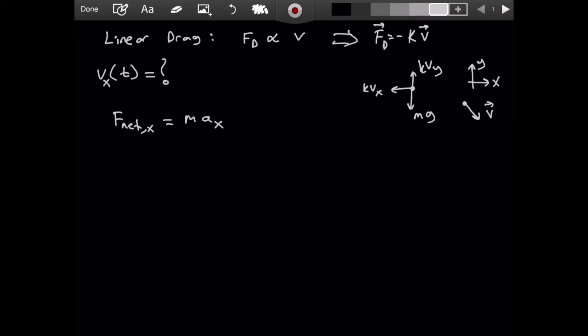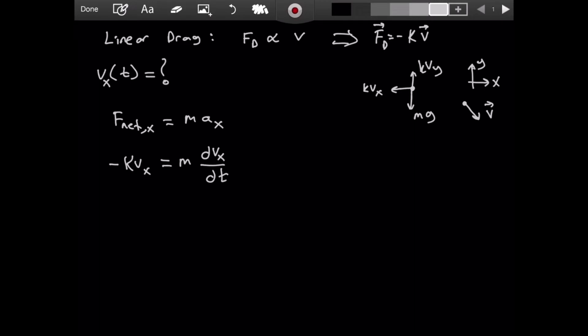Now, the F net in the x direction is going to be kvx with a negative sign in front. The negative is incredibly important. Please don't forget it. This is equal to mass, and instead of the acceleration in the x, I am going to write the time derivative of the velocity in the x, the component of the velocity. Alright, because this is the definition of acceleration.